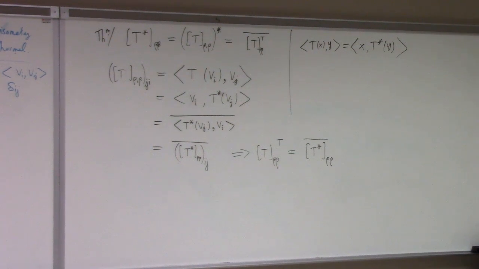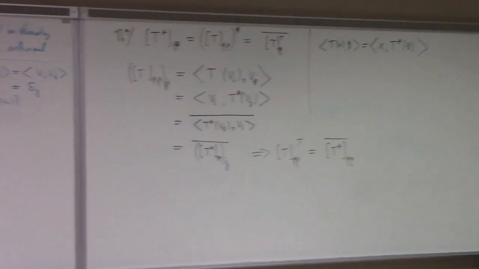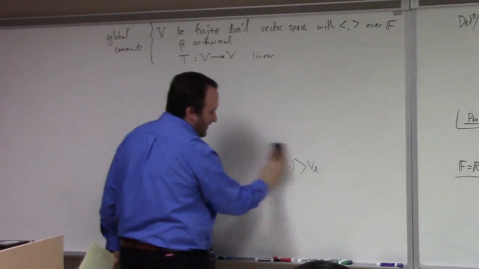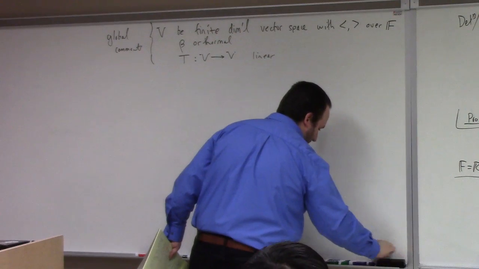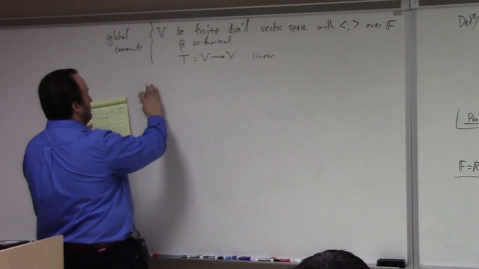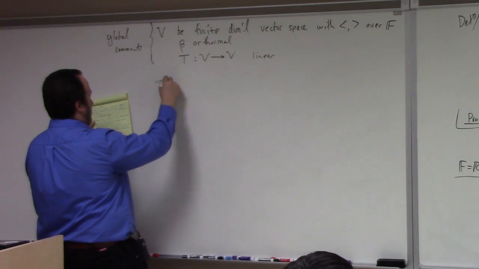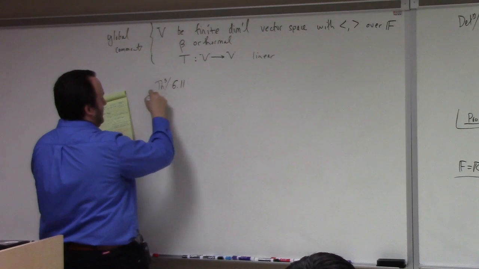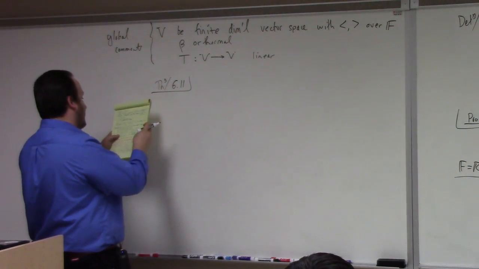Now the other properties of the... oh well, if I'd been smarter, I wouldn't have proved the coordinate independence for you. But, well, here we are. Let's see. So Theorem 6.11 gives you the following properties for the adjoint.